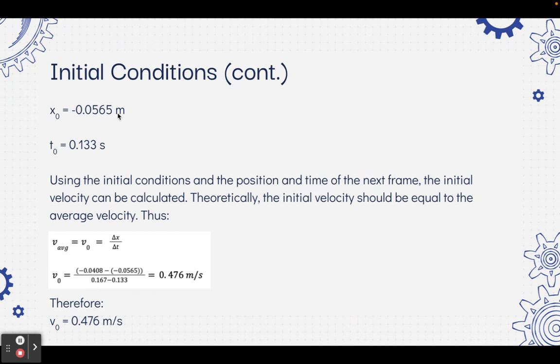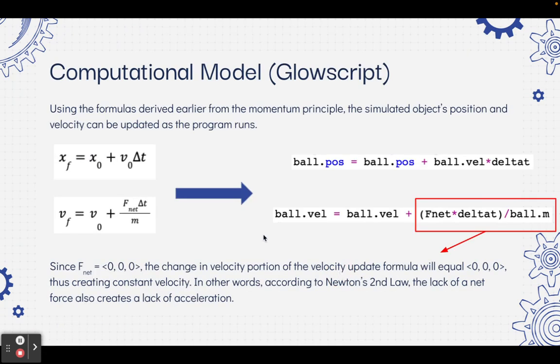So here are the other initial conditions, such as the initial position and the initial time. Using these initial conditions plus the position and time of the next frame, the initial velocity can be calculated, because theoretically, the initial velocity should be equal to the average velocity. Therefore, we can use the relationship such as this, the change in x over the change in time, to calculate the initial velocity. Using the formulas derived earlier, we can represent them with variables in code.